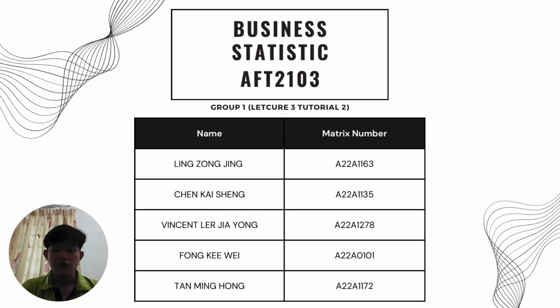My name is Ming Hong, matrix number A22A1162. Today I would like to start our group presentation for the course AFT 2103, Business Statistics. We are from Group 1, Lecture 3, Tutorial 2. Our group consists of 5 members: Ling Zong, matrix number A22A1163; Chen Kaisen, matrix number A22A1135; Vincent Le Jiayong, matrix number A22A1278; Fong Wei, matrix number A22A0101; and Tan Ming Hong, matrix number A22A1162.